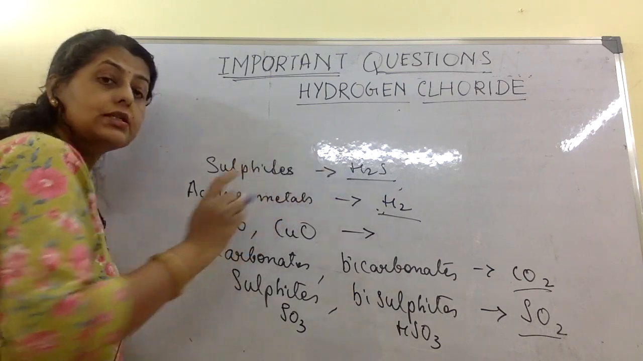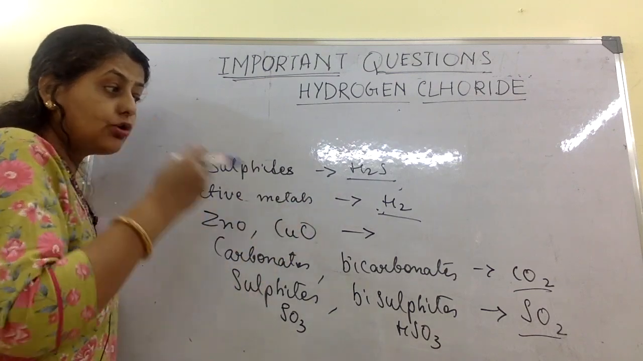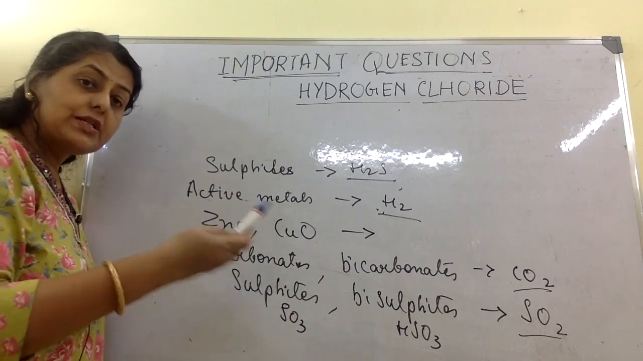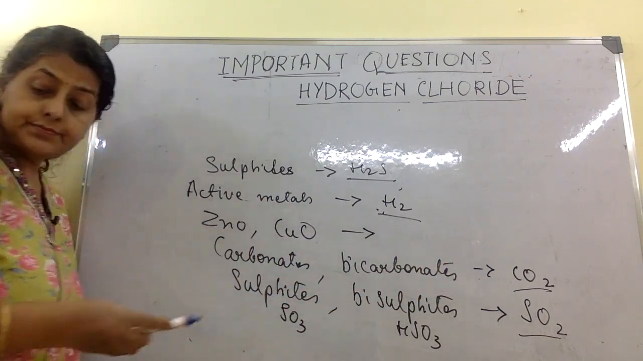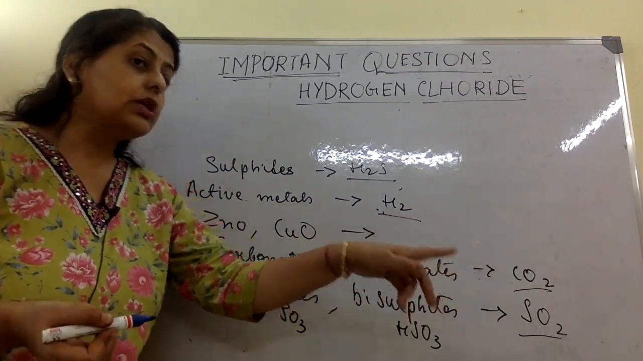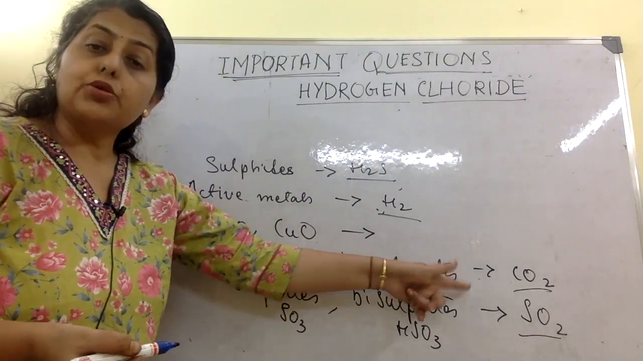Okay, H2S is a rotten egg smelling gas. CO2 turns lime water milky. So you have to mention the tests. This is a colorless gas, again turning lime water milky, and this has no effect on KMnO4, that is potassium permanganate, or K2Cr2O7 solutions.